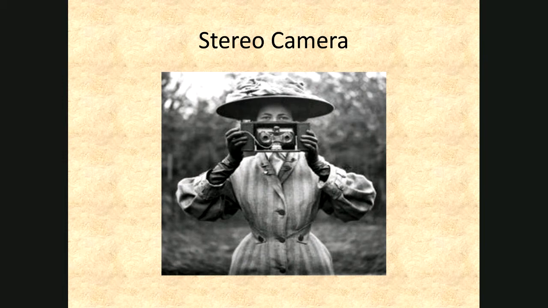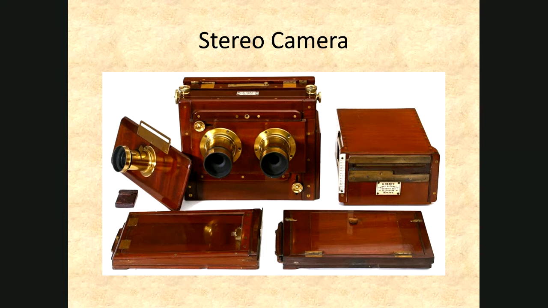And so with these new cameras, it became very easy and quick to make these stereographic images, and photographers and amateurs began mass producing and distributing these images like crazy. And they became so popular that some of the publishing houses could have up to 50,000 different subjects that they could market and sell to the public.